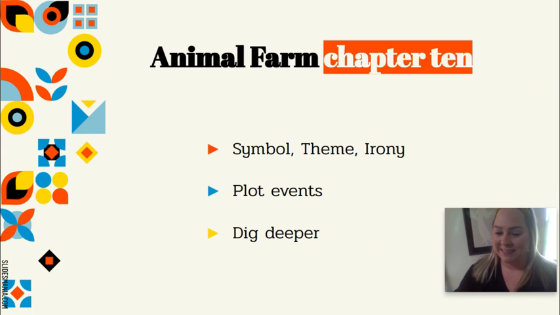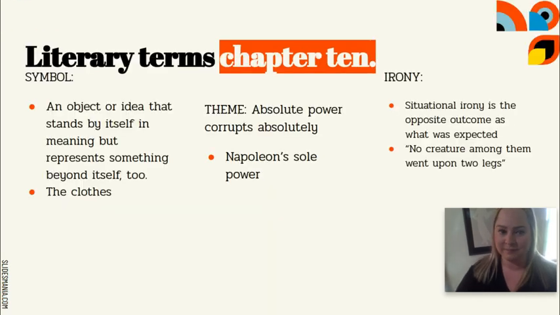For our lesson today, we are going to be covering some literary elements in chapter 10, specifically symbol, theme, and irony. We are going to go over the plot events in chapter 10, and like always, we are going to dig a little deeper and touch on some of the overarching concepts in chapter 10.